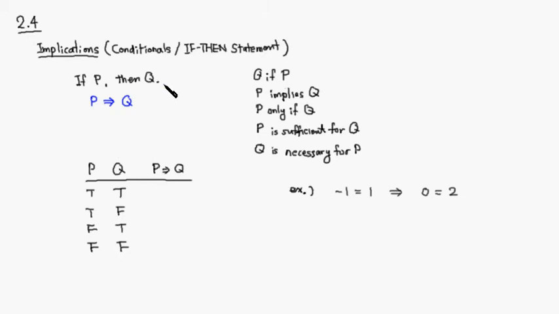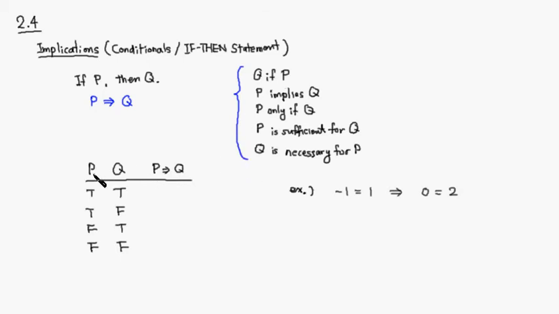If P then Q can be expressed in a bunch of different ways. You can say Q if P, or P implies Q, or P only if Q, or you can say P is sufficient for Q, or Q is necessary for P. These all mean the same thing. It means P implies Q.